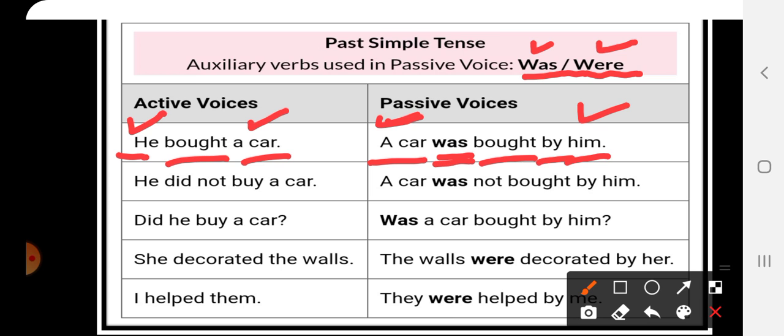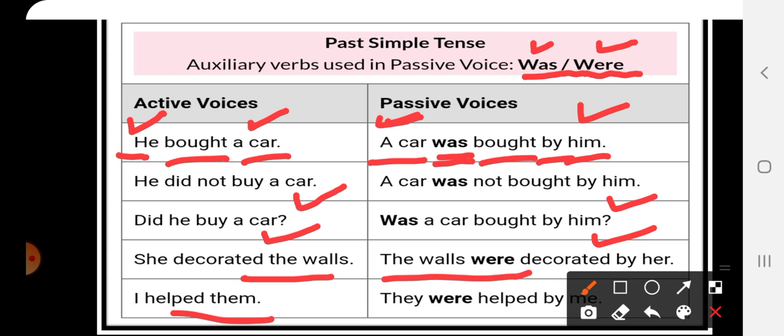Okay. Now the other examples also have been formed using the same rules that we have discussed. Let me read the other examples. He did not buy a car. This is a negative sentence. It is changed as a car was not bought by him. Interrogative sentence. Did he buy a car? Will be changed as was a car bought by him? Next sentence. She decorated the walls. Will be changed in passive voice as the walls were decorated by her. The last example, I helped them, will be changed as they were helped by me.